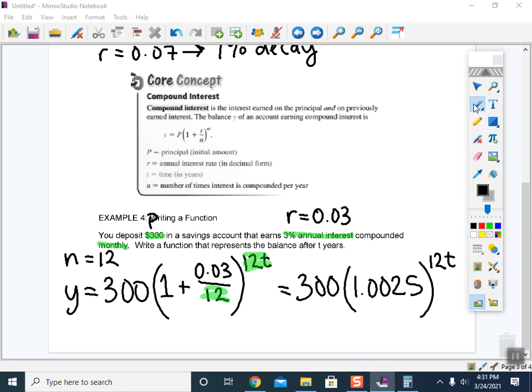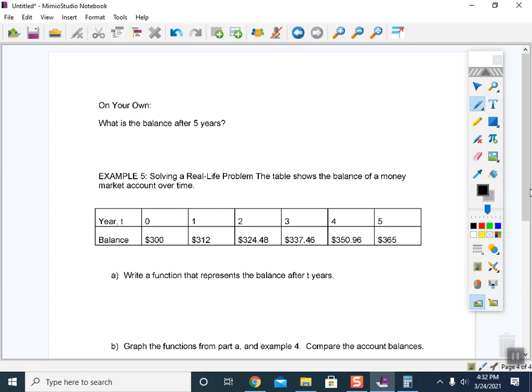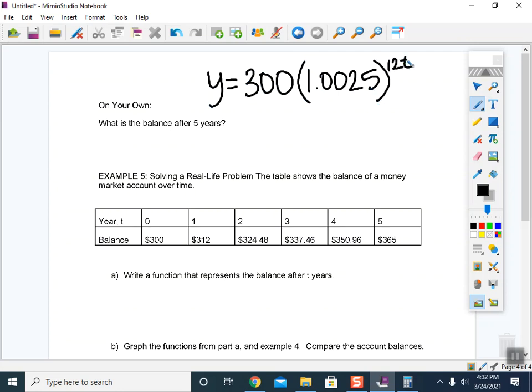Okay, so let's do something with it. On your own, I would like you to calculate what the balance would be after 5 years. So I'll write our equation up here. Y equals 300 times 1.0025 raised to the 12t. So what I want to know is what happens when t equals 5. Okay, so go ahead and solve this one on your own and then check your answer back here with me.